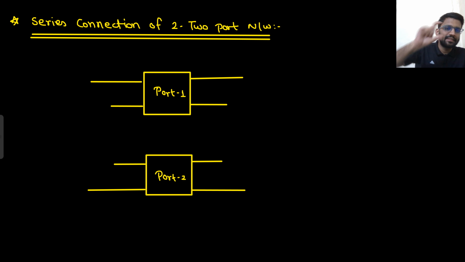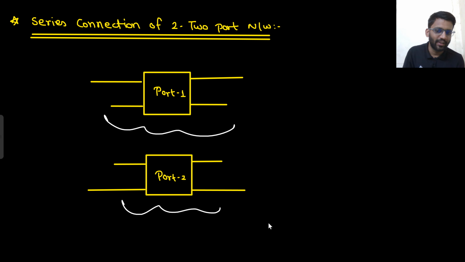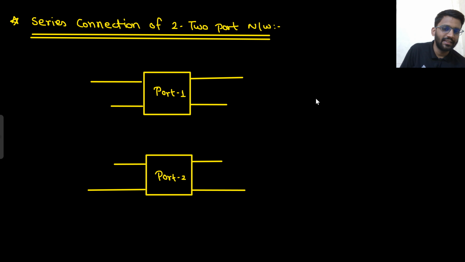So what is the series connection of two port networks? Two port network, port 1 and port 2. So this is a two port network and this is also a two port network. So I am writing two port network. So what do you mean by series connection? In case of resistance, or in case of any element, what is the series connection?